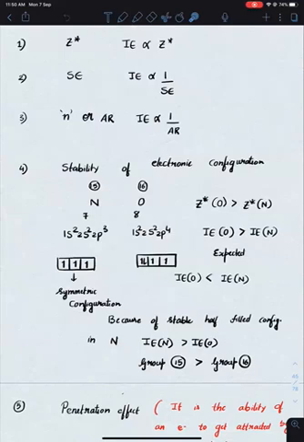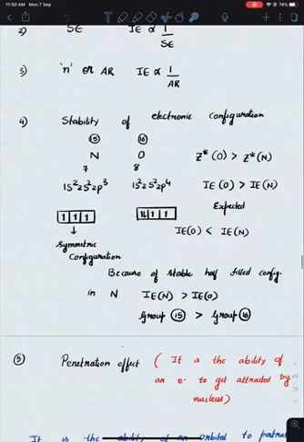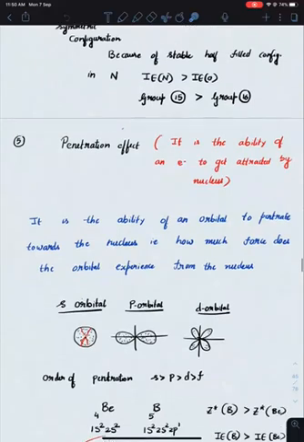Okay. So group 15 elements will have a greater ionization energy when compared to the corresponding group 16 elements. That means phosphorus will have a greater ionization energy than sulfur. Okay. Then we have seen the penetration effect.